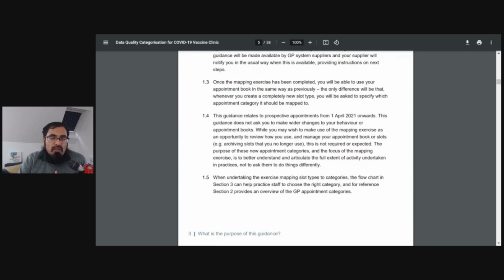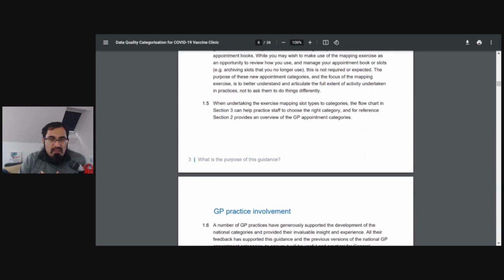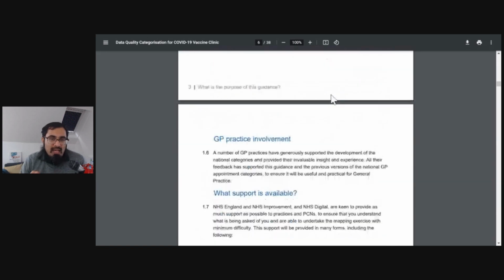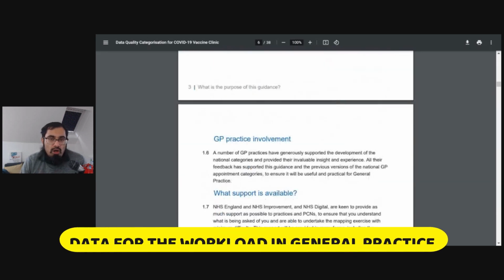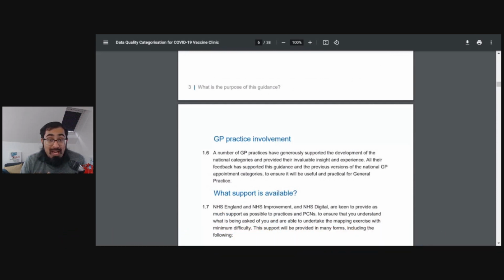And then that information can be reconciled by NHS England and NHS Digital to understand the type of workload that we have. That sounds sensible, doesn't it, in some ways? Because then that means we can actually start to capture the workload that we're actually doing and show people how busy we actually are. That's my view anyway.